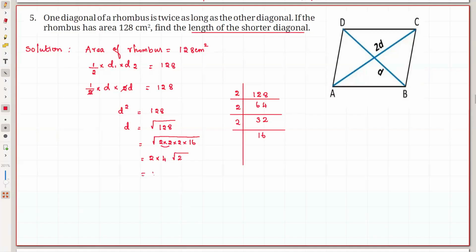Okay, now 2 4s are 8. 8 root 2 centimeter. This is the shortest diagonal. Therefore, D is equal to 8 root 2 centimeter.